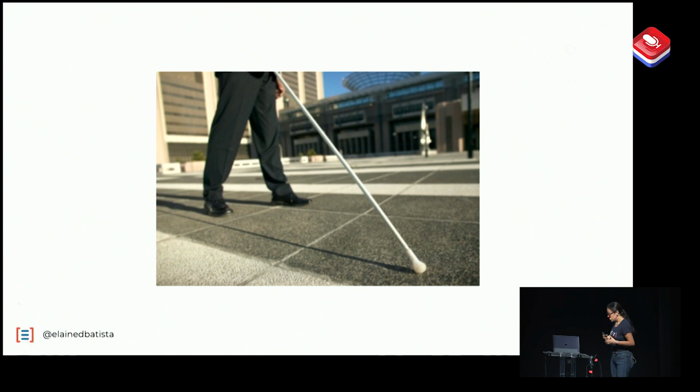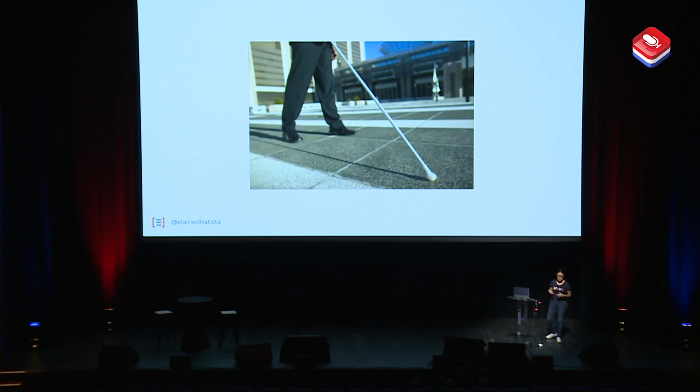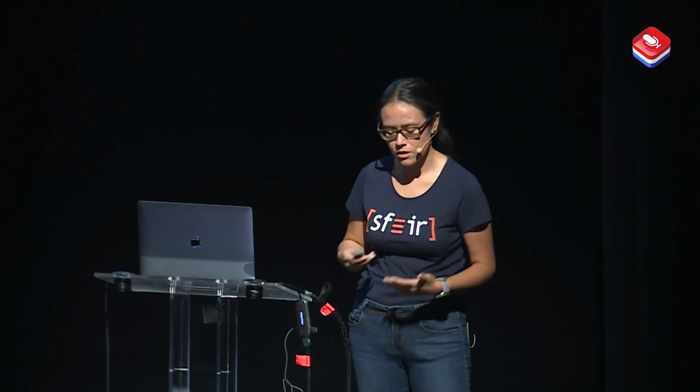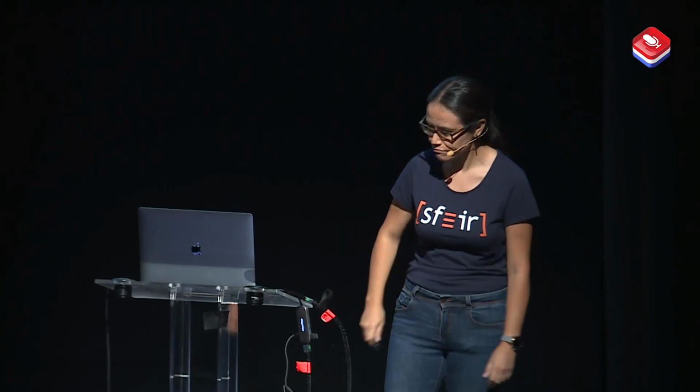Then voice is an interface that allows people that have certain disabilities, such as visual impairments, cognitive disabilities, or dexterity problems, to use technology and have access to information and to services that people that don't have those disabilities can. So it's really nice to have an interface that is accessible to those people.